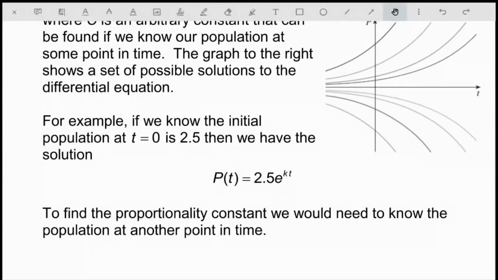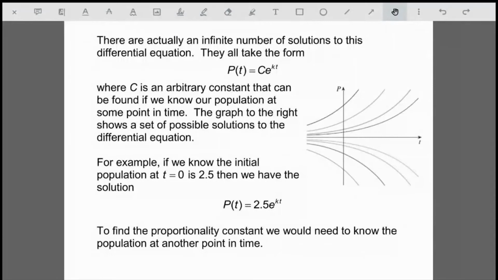For example, we can find what we call a particular solution, which is just one of those curves in that graph, if we know a point that our function has to go through. Here, they're telling you that the initial population is 2.5, so we can find the particular solution. Population at any point in time is 2.5 e to the kt power, and from there, if we needed to use this for any sort of application, we would have to have another point, and then we could find that proportionality constant. So in 8.1, you're not going to do a whole lot other than get a feel for what these differential equations are that we're going to be working with.